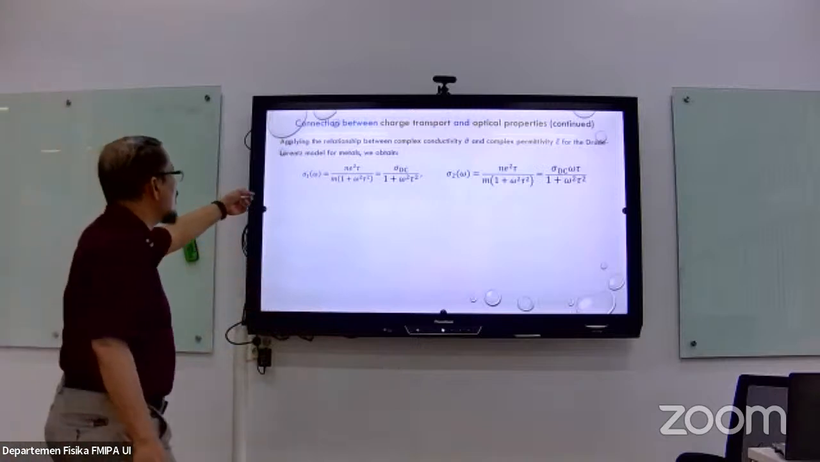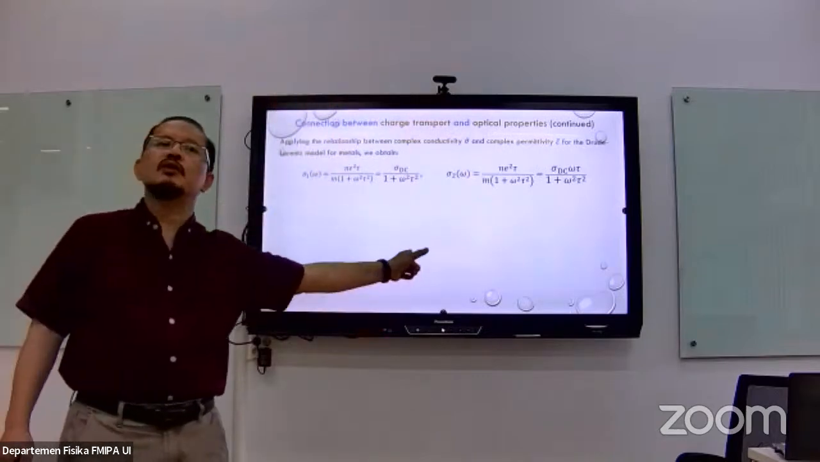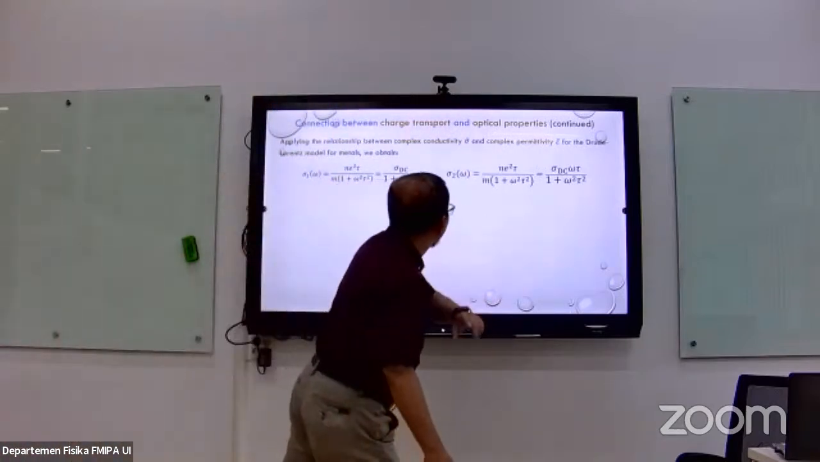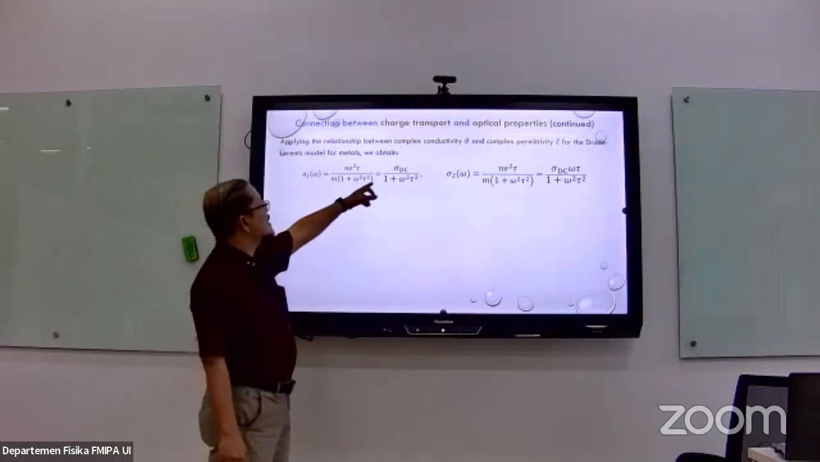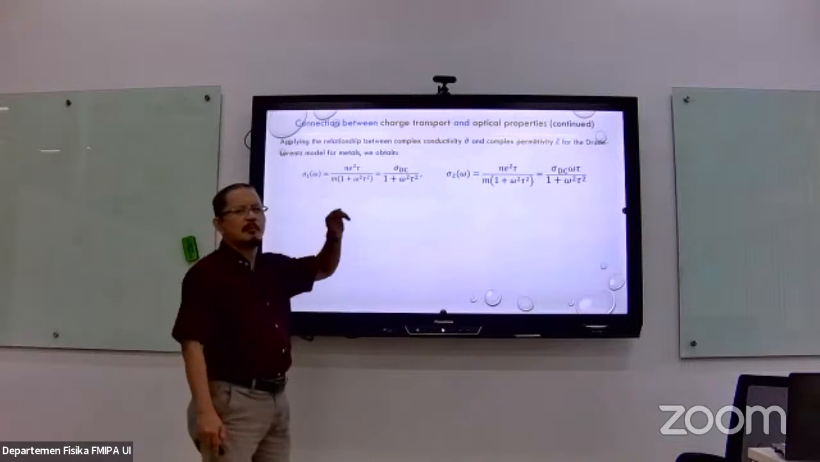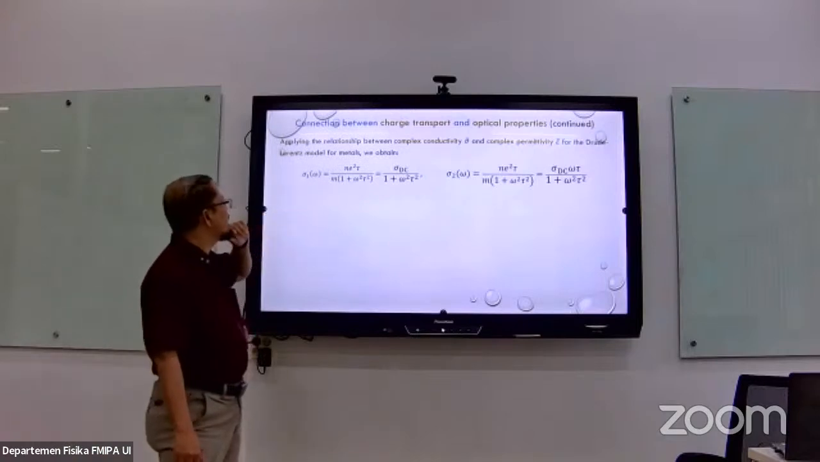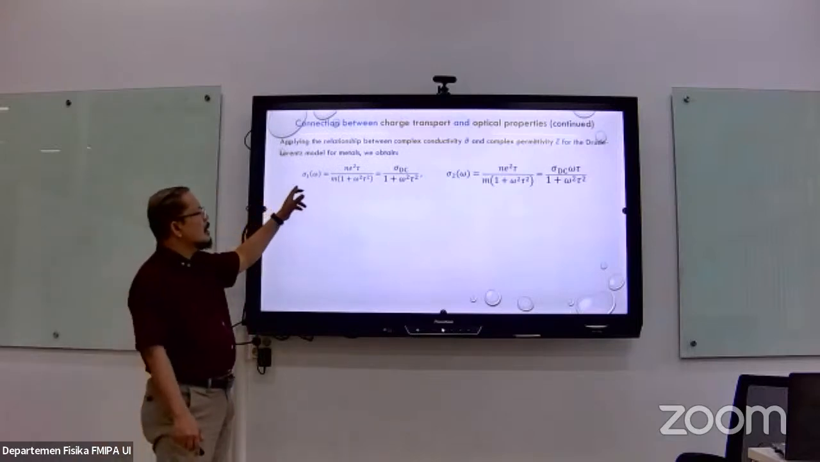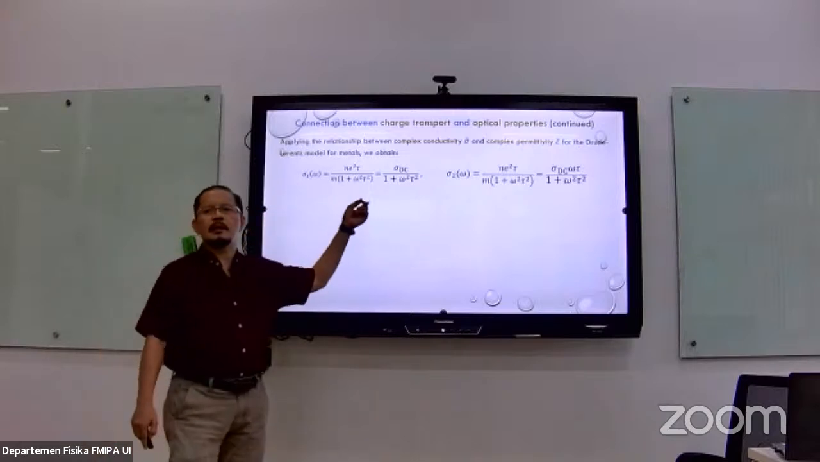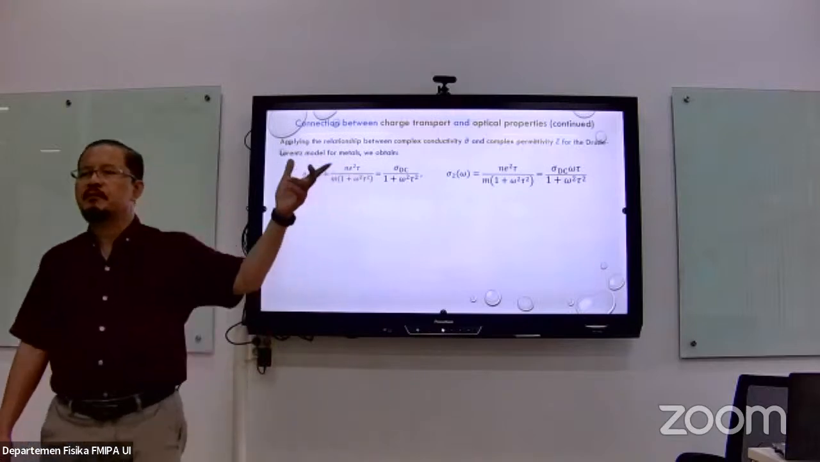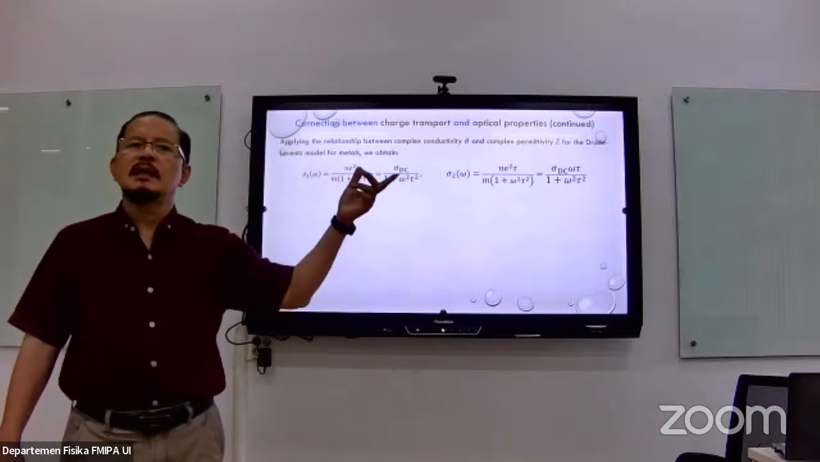So this is what we get if we simply use the epsilon 1 and epsilon 2 we obtained from the Drude model. It looks simpler. Here sigma DC means sigma for DC. Here's another important point: although the relation I'm showing here is frequency dependent, we can still connect it to the DC phenomenon.